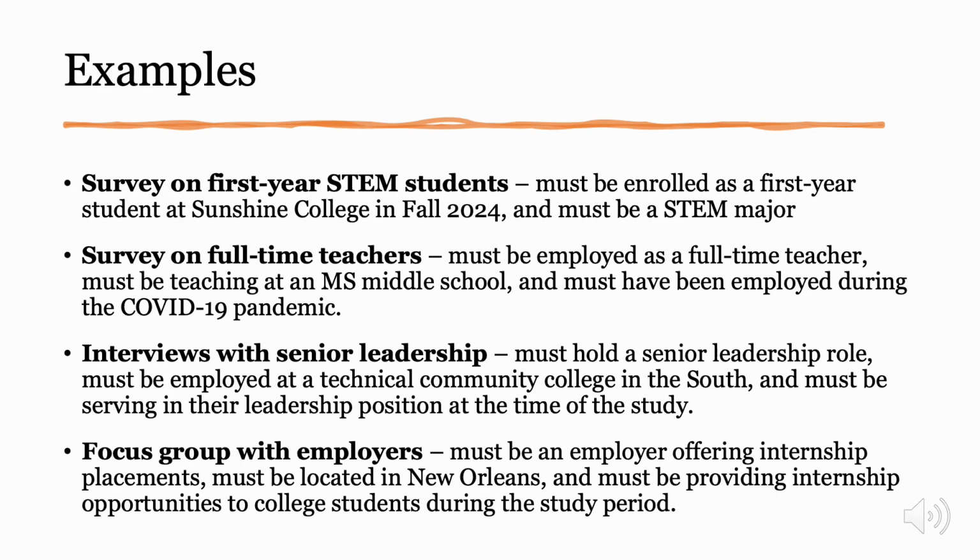Continuing with our previous examples, here are some clear inclusion criteria. For a study on first-year STEM students, the inclusion criteria specify that participants had to be enrolled as first-year students at Sunshine College during fall 2024 and majoring in STEM. For the survey with teachers, the inclusion criteria required that they were employed full-time, were a teacher in a Mississippi middle school, and were employed during the pandemic. As you can see, each example connects directly to the research purpose and ensures participants were chosen intentionally.